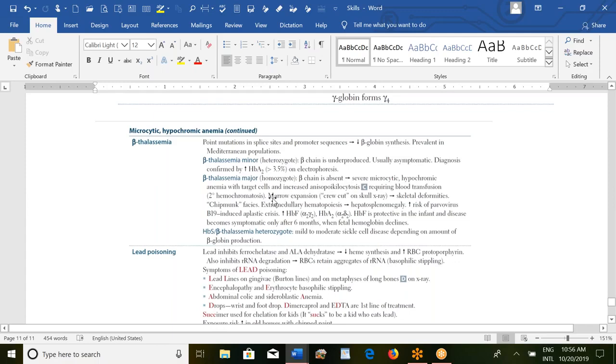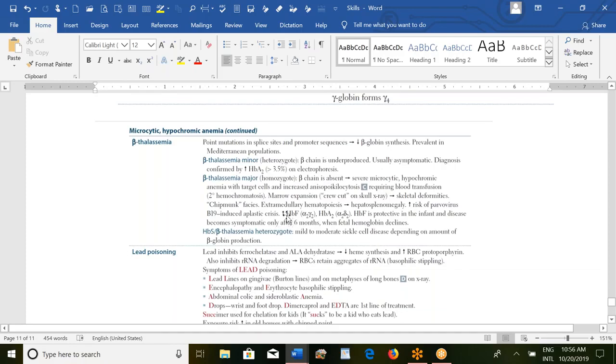Then due to blood transfusions, they can deposit extra iron into their system, so they can have secondary hemochromatosis. Why? Because blood is breaking down, and the iron is depositing into several organs in the body. So they can have skeletal deformities, facial changes, extramedullary hematopoiesis, hepatosplenomegaly, increased risk of parvovirus B19 aplastic crisis, and sometimes they can have more fetal hemoglobin also.